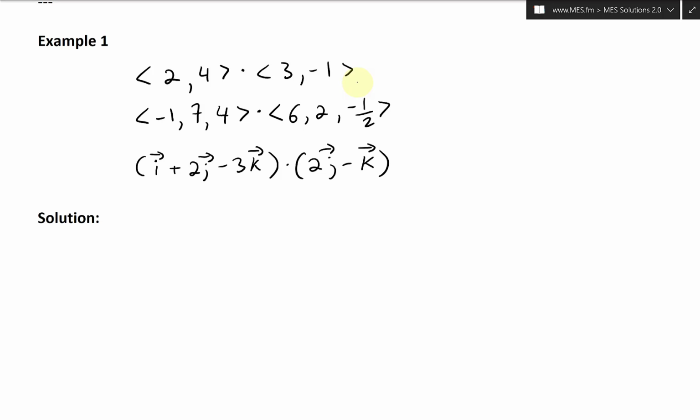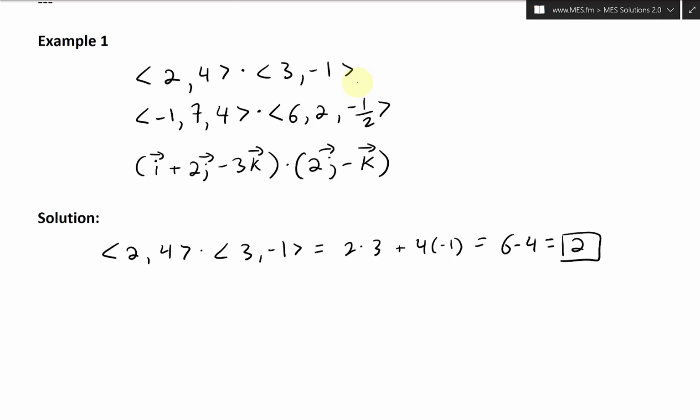All right, so let's look at the solution. 2, 4, dot product with 3, -1, these two vectors. This equals 2 times 3 plus 4 times -1. And this equals 6, and then 6 minus 4 equals 2.